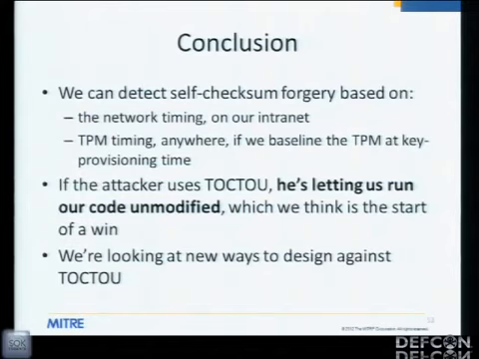All right, so in conclusion, what we've basically shown in this work is that we have a more practical system, runs on Windows XP, runs on Windows 7. We have a system where we can detect if you're modifying our self-checking code, can detect it on the intranet based on the round-trip time, and we can detect it, sort of arbitrarily, based on TPM trusted stopwatch if we baseline the time for your specific system.